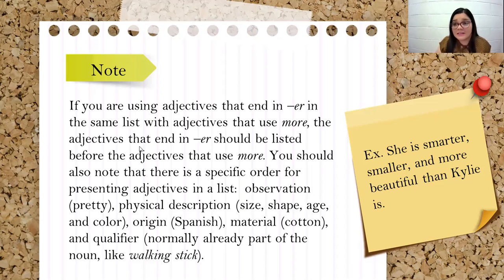You have an example here of the note that I was explaining. To avoid mixed and illogical constructions, you should list the adjectives that have -er endings and add the ones that need "more" at the end. Example: She is smaller and more beautiful than Kylie is. I will change the word smaller for shorter. So she's smarter, shorter, and more beautiful than Kylie is.